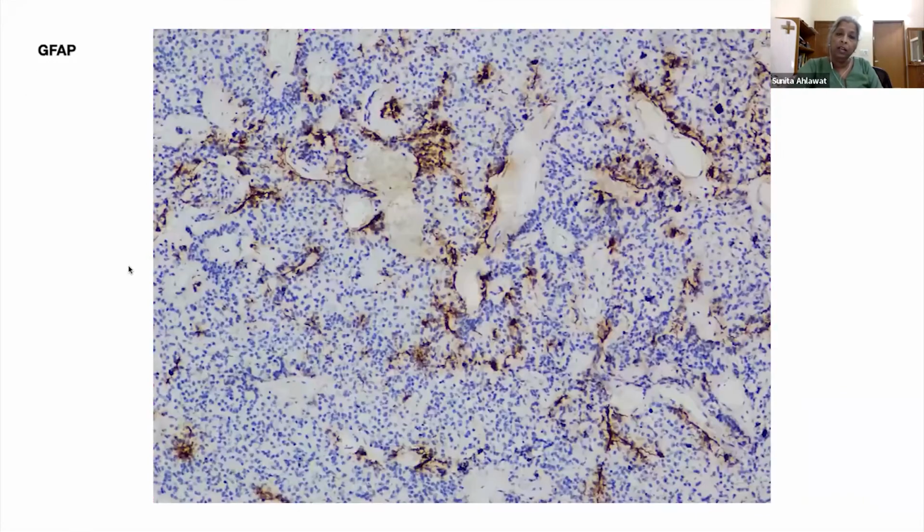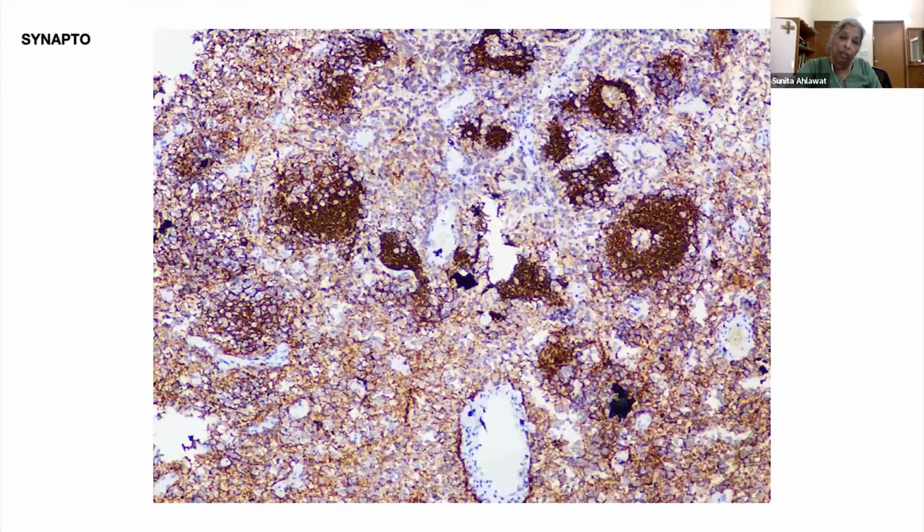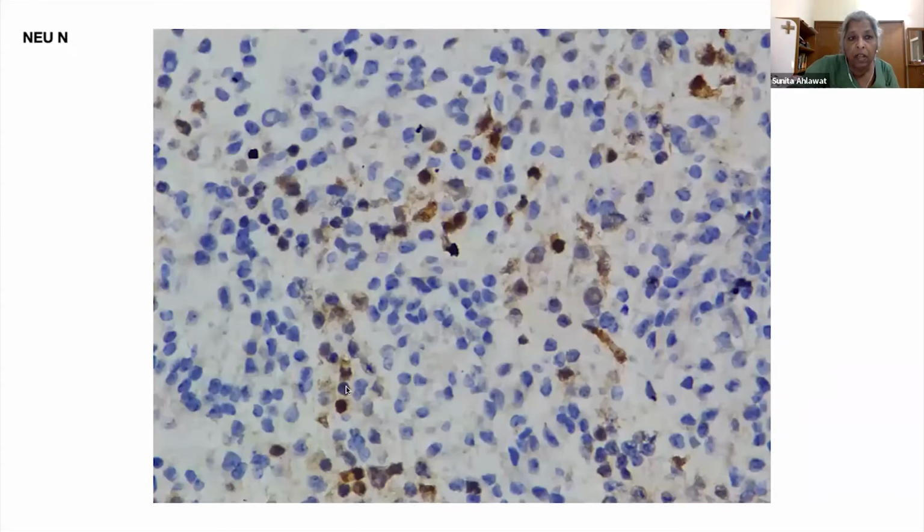So when we did IHC, this is the GFAP. If you see, the cells surrounding these blood vessels are GFAP positive, but in between these cells are GFAP negative. Synaptophysin showed that these nodules were strongly synaptophysin positive, and the intervening cells were patchy positive or weakly positive. And many of the intervening cells are NeuN positive.